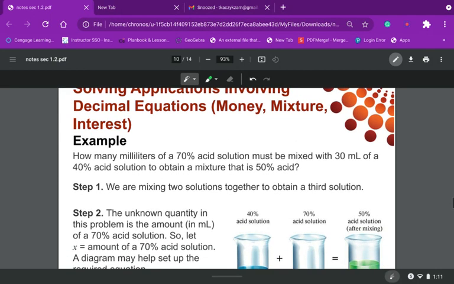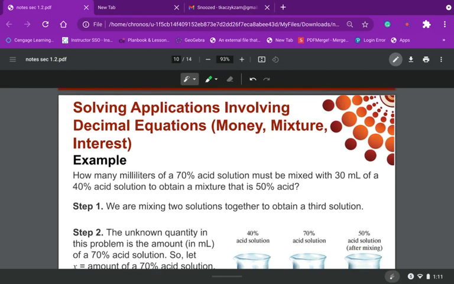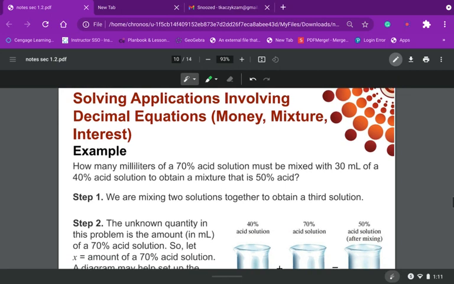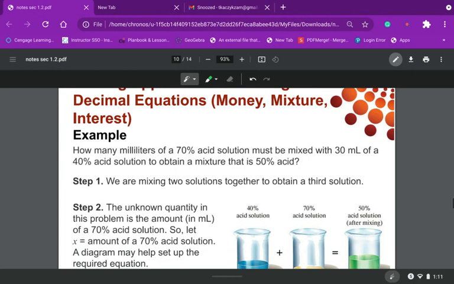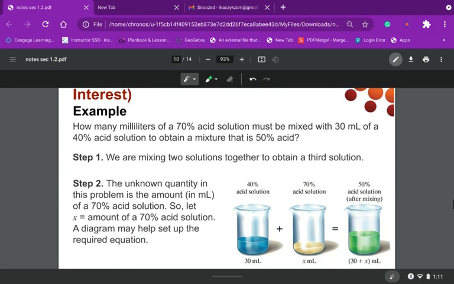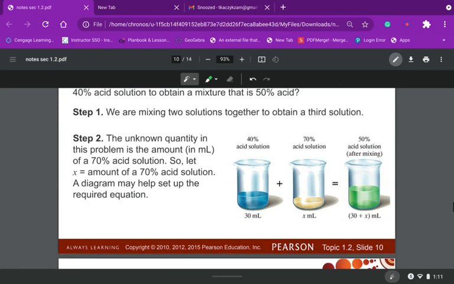So next problem, it's in section 1.2. It's a problem which still involves decimals, okay? But here we'll talk about mixture problems. So when we're mixing two different products, two different solutions, to get a brand new solution. And this is the example on slide 10.